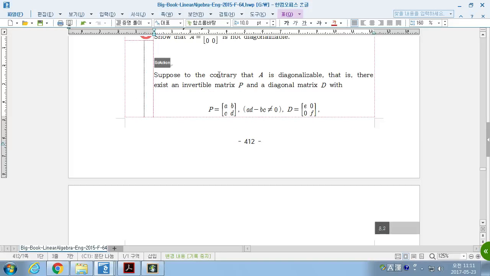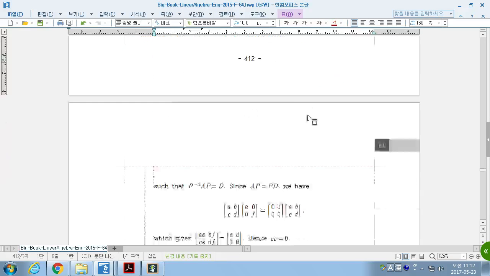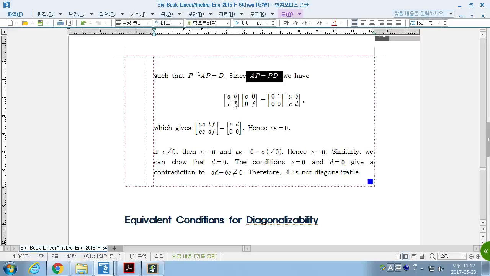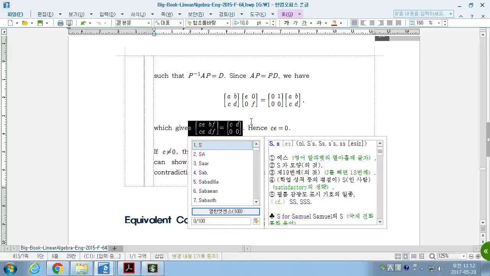So by way of contradiction, suppose A is diagonalizable. Then there is an invertible matrix P such that the determinant of P is non-zero, P can be written as ABCD, and D can be written as a diagonal matrix whose diagonal entries are E and F. Then P inverse AP is equal to D. So it should satisfy AP is equal to PD. So AP is this and PD is this. So these should be the same, which means each entry should be the same.